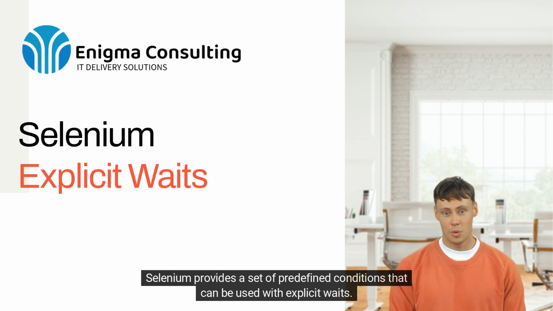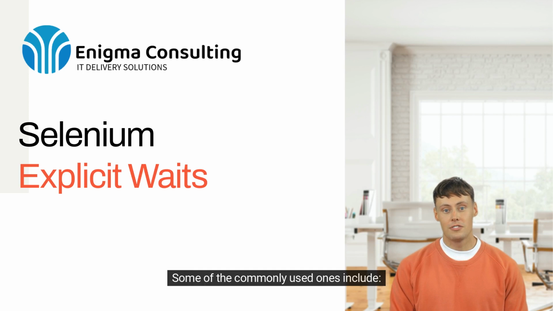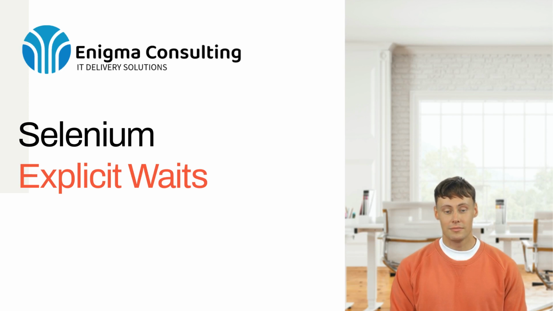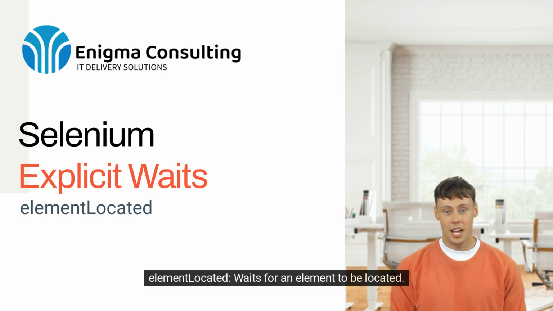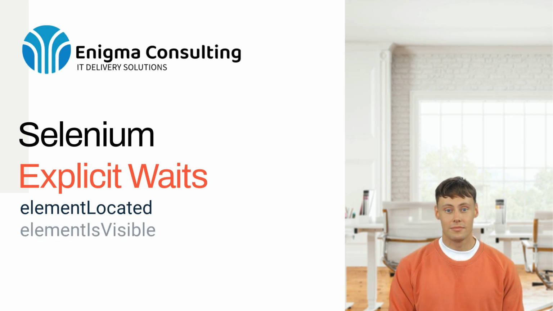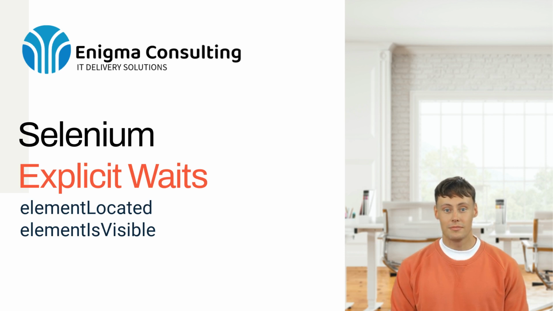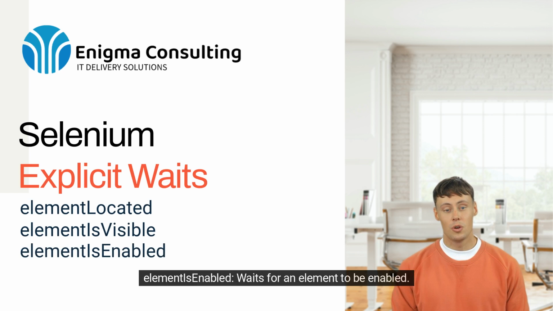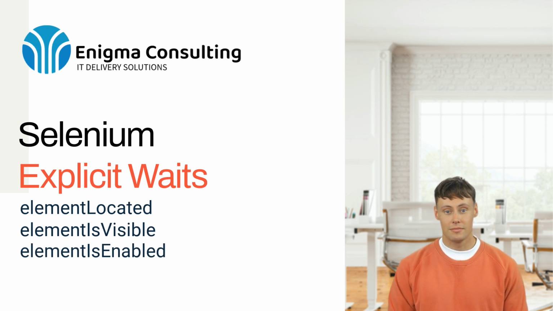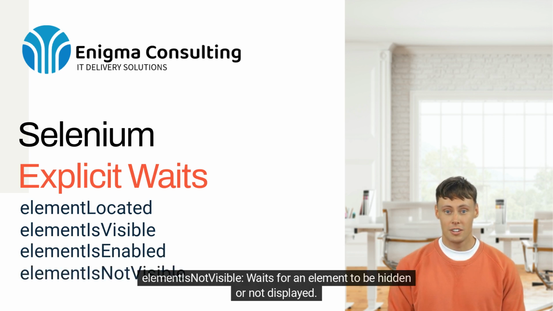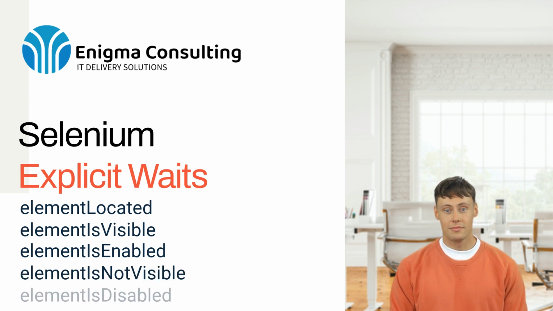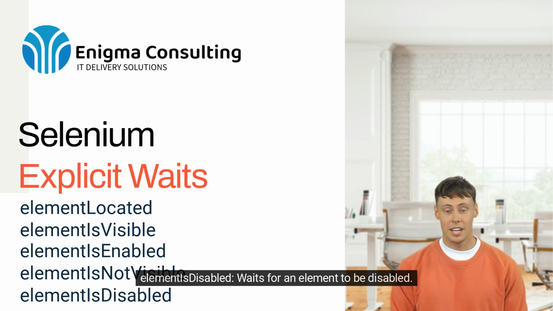Selenium provides a set of predefined conditions that can be used with explicit waits. Some of the commonly used ones include: element located, waits for an element to be located. Element is visible, waits for an element to be visible. Element is enabled, waits for an element to be enabled. Element is not visible, waits for an element to be hidden or not displayed. Element is disabled, waits for an element to be disabled.